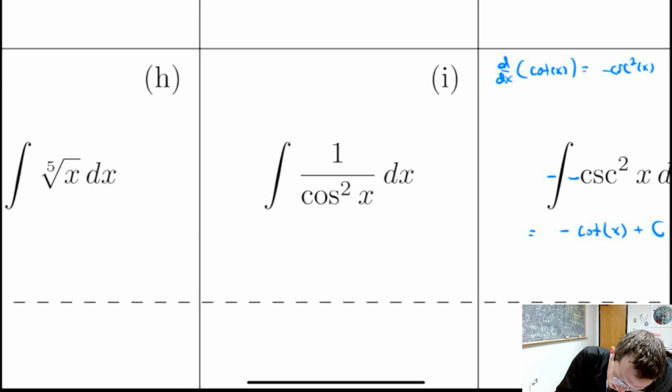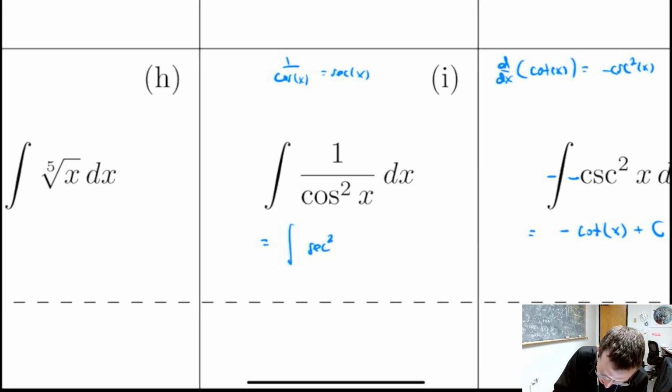1 over cosine of x, we have a name for that. That is secant of x. So 1 over cosine squared of x is the integral of secant squared of x. And notice I still wrote the integral sign because I have not anti-differentiated yet. I'm only rewriting the integrand.